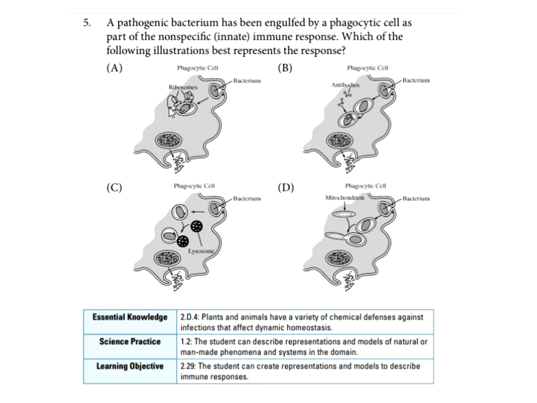All right, next question. So here we're looking at endo and exocytosis. We have a pathogenic bacterium that's been engulfed by a phagocytic cell as part of the nonspecific immune response. Which of the following illustrations best represents the response? So in A, we have the bacterium being engulfed, and then it's going over to some ribosomes, and something's happening there, and then getting expelled out. Whereas in B, the bacterium's coming in, and it's going over to antibodies, and then something happens, it's basically destroyed, and then it's going out.